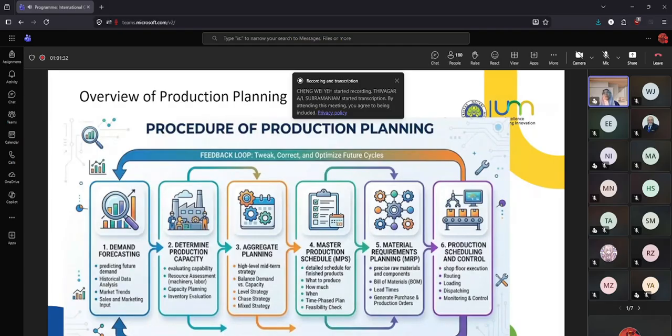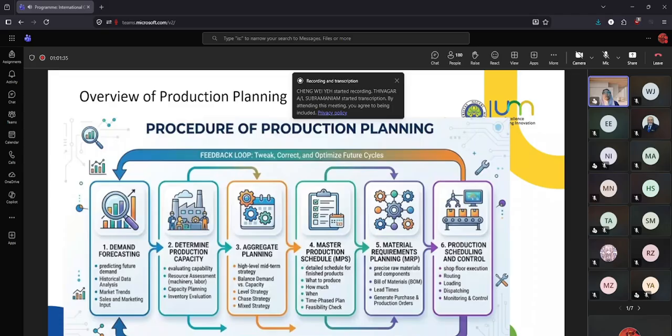We also check whether our plan here, the schedule that we make here, is feasible, considering the capacity that we have. So we try to look into the balance between demand and capacity, but at the level of product type. In aggregate, we talk more generally, so we don't consider the product type.